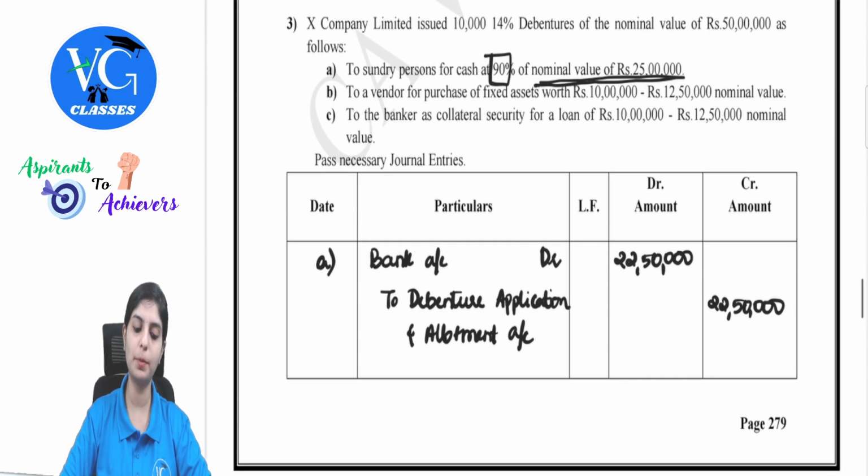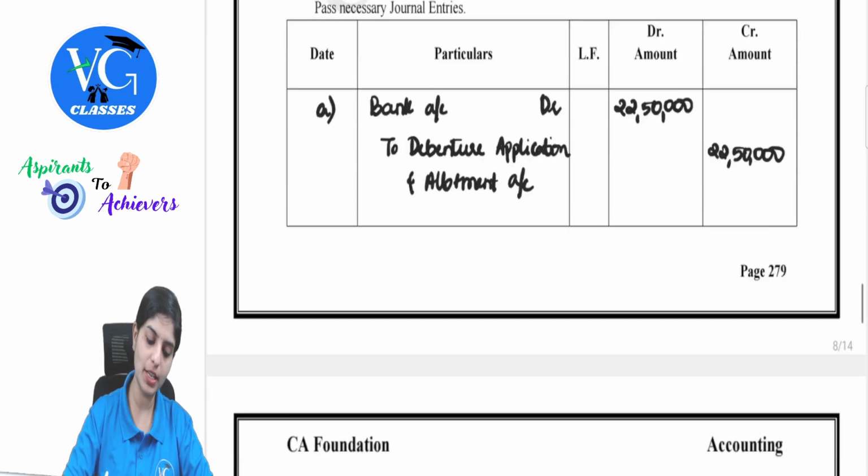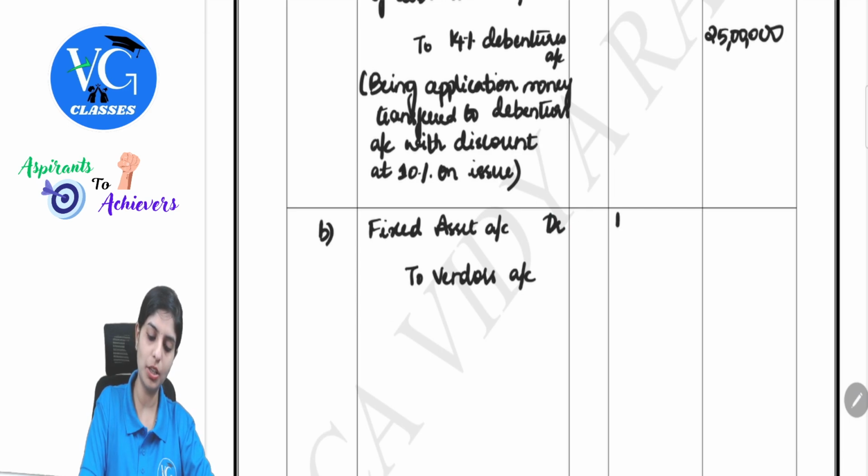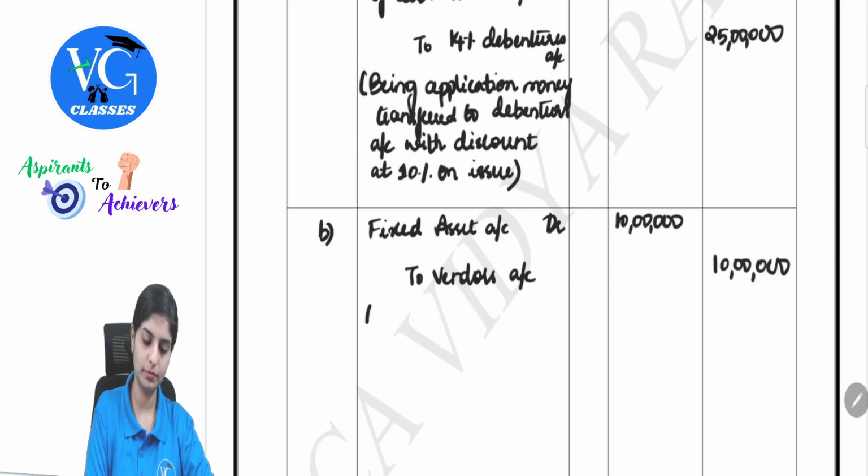Second one, to a vendor for purchase of fixed assets worth 10 lakh, 12 lakh 50 is nominal value. So the asset worth is 10 lakh, but you are issuing debentures worth 12 lakh 50. Again, the issue is happening at discount. So likewise, we will first make it due. So what is the due entry? You're purchasing the asset. So fixed asset account debit to vendor's account. The worth of fixed asset is 10 lakh. Being fixed assets purchased.